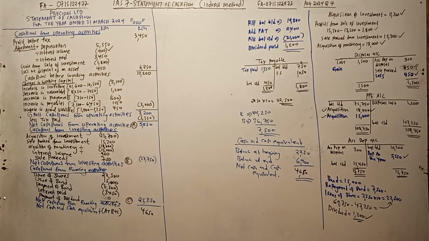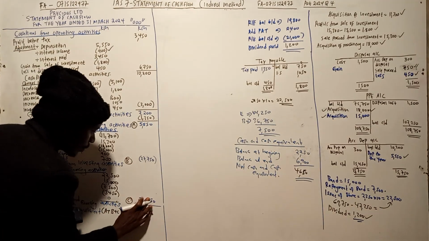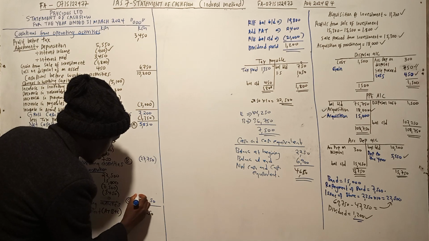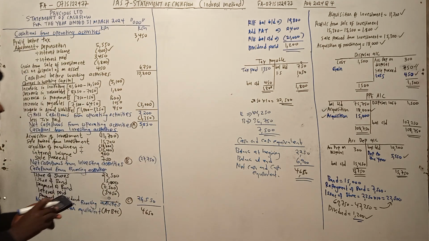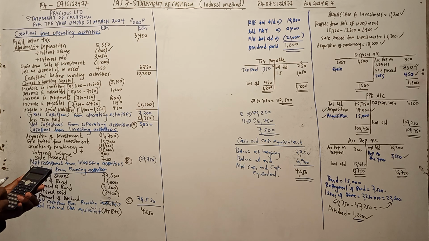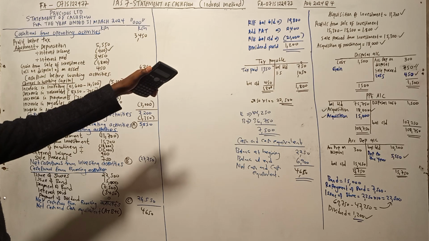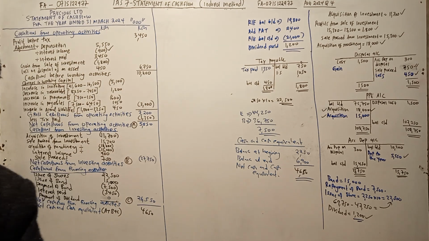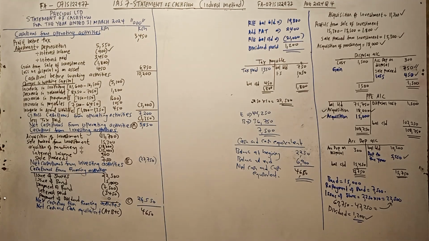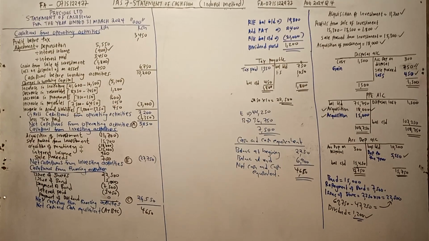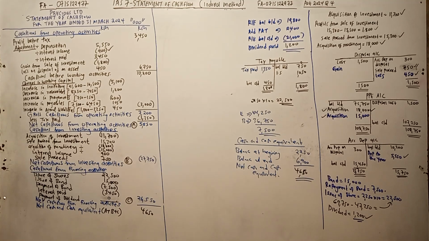So itakuwa 22,500 plus 15,000 minus 7,500 minus 3,450. Tunapata 26,550. So tukichukua 5850 minus 27,750 plus 26,550 tunapata 4650. This one is correct. Kumaanisha dividend, hata kama walituambia dividend was paid, there is likelihood that that dividend was not paid. According to the statement, that dividend was never paid.